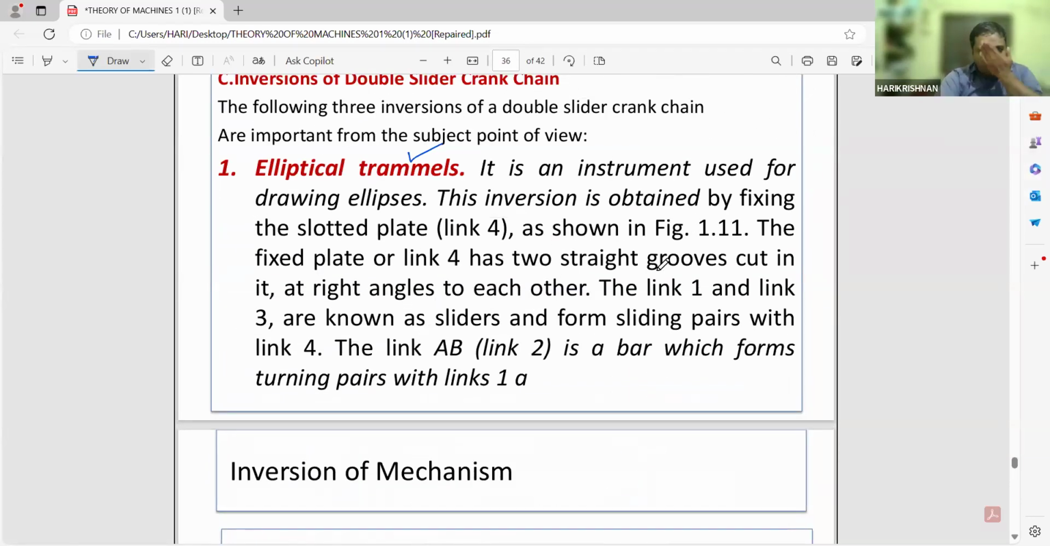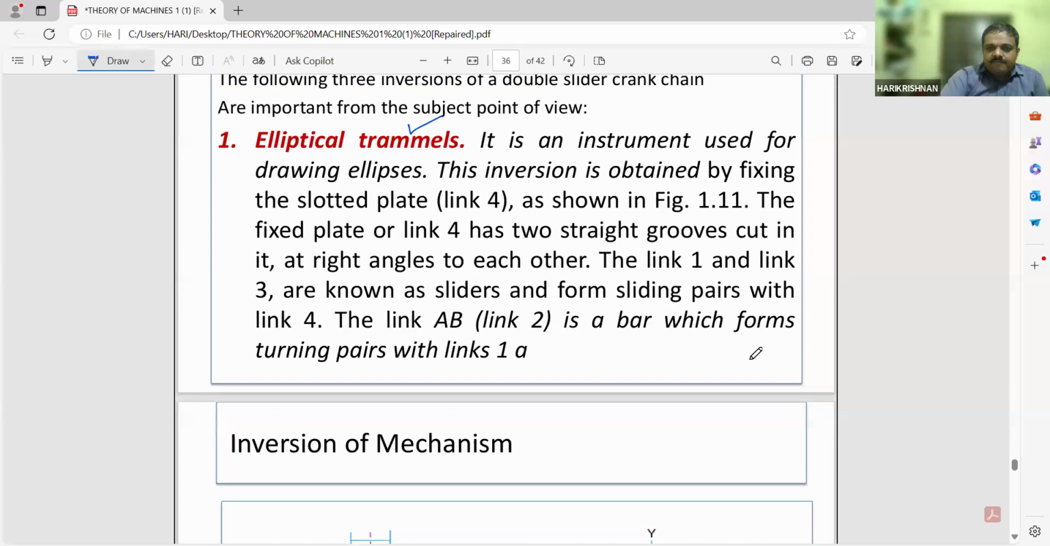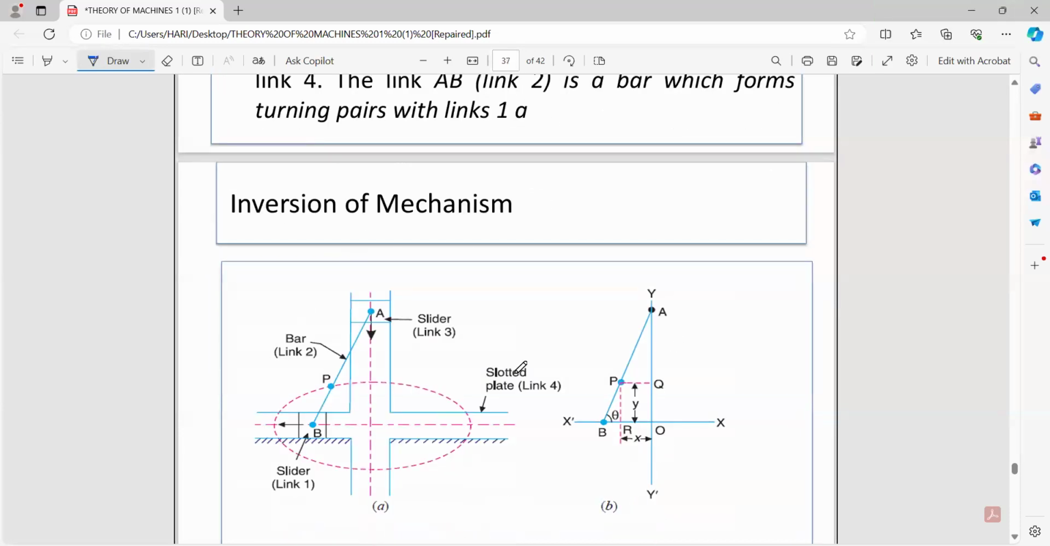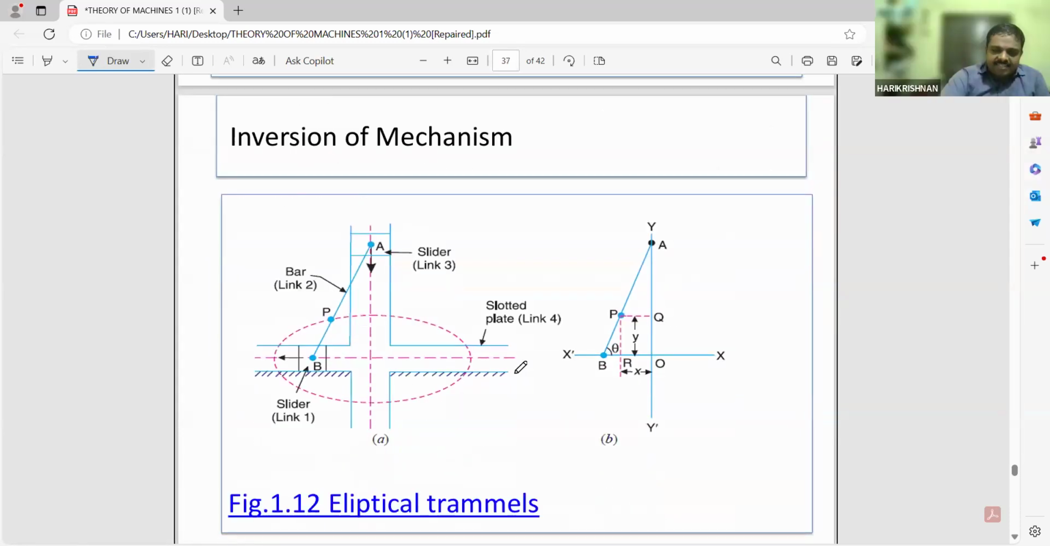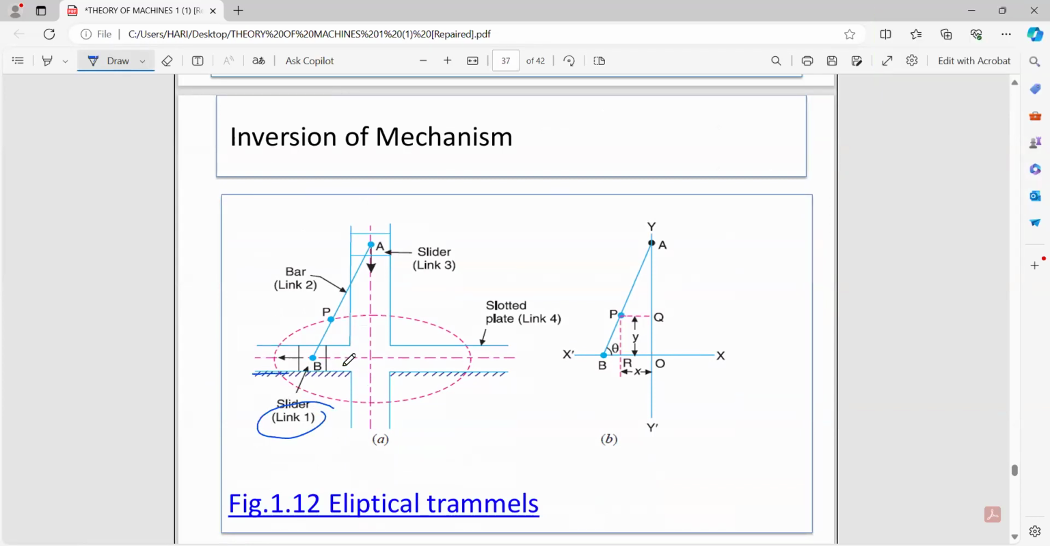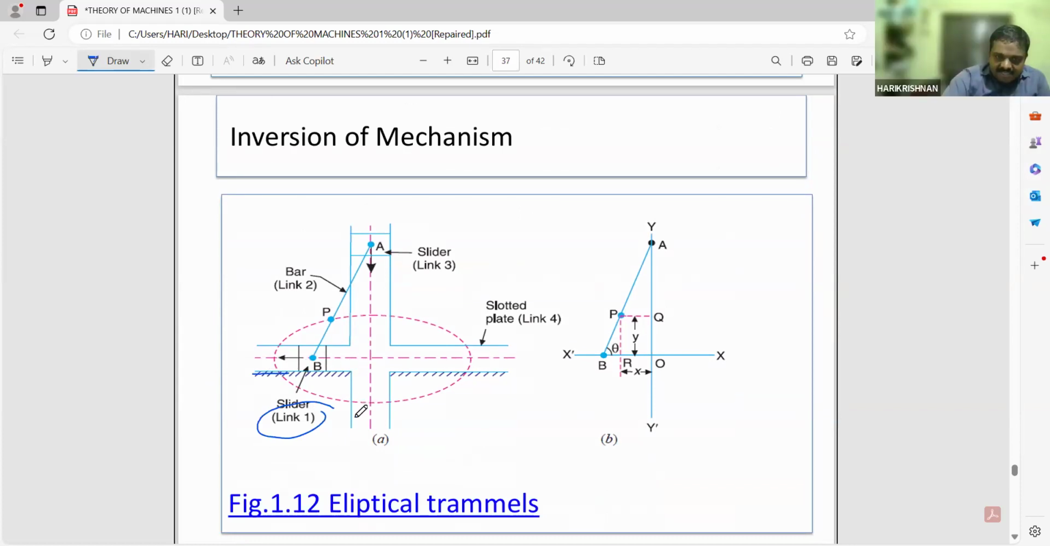The fixed plate or link 4 has two straight grooves cut in it at right angles to each other. Link 1 and link 3 are known as sliders, which form the sliding pair. I will explain the concept here. You may see there is link 1, which is a slider, and this link is fixed. The slider will move inside this one.